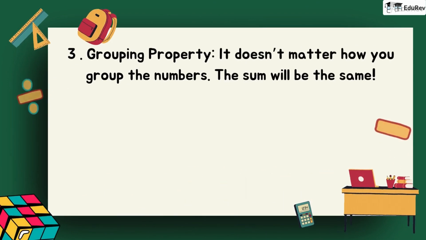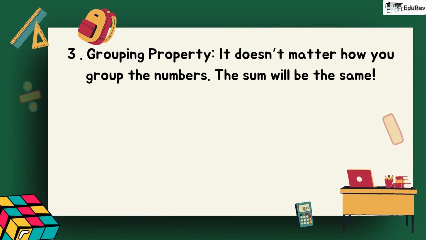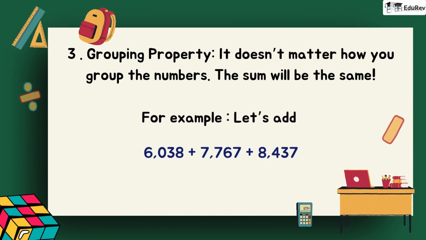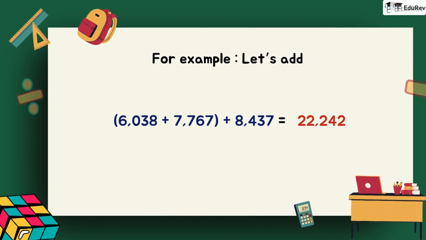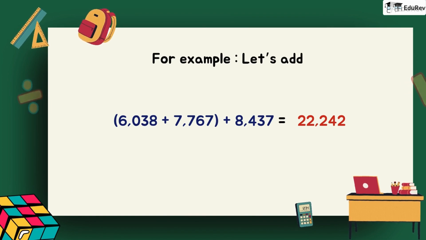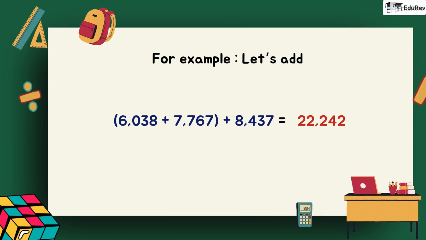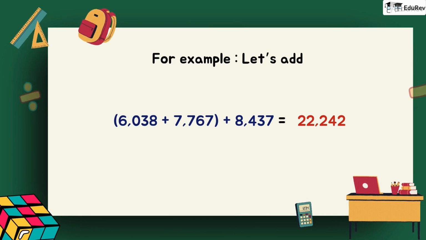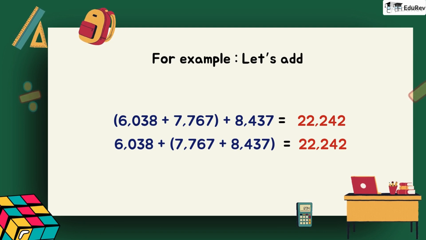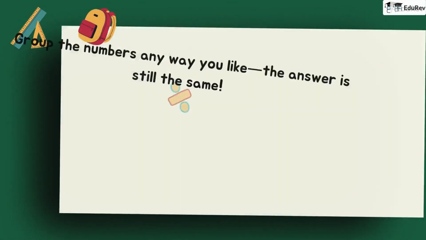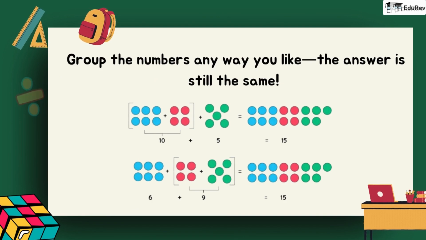Grouping property: it doesn't matter how you group the numbers. The sum will be the same. For example, let's add 6,038 plus 7,767 plus 8,437. Grouping 6,038 and 7,767 and adding them to 8,437 gives the same result of 22,242. Which grouping? 7,767 and 8,437 and adding to 6,038 gives the same. So, group the numbers any way you like, the answer is still the same.